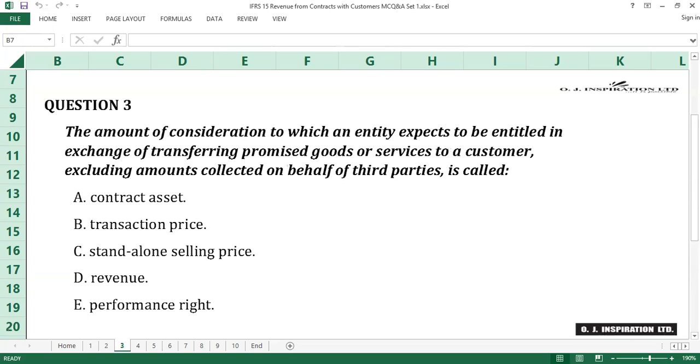Question number 3. The amount of consideration to which an entity expects to be entitled in exchange of transferring promised goods or services to a customer, excluding amounts collected on behalf of third parties, is called A. Contract asset, B. Transaction price, C. Standalone selling price, D. Revenue, E. Performance rights. Time counts.